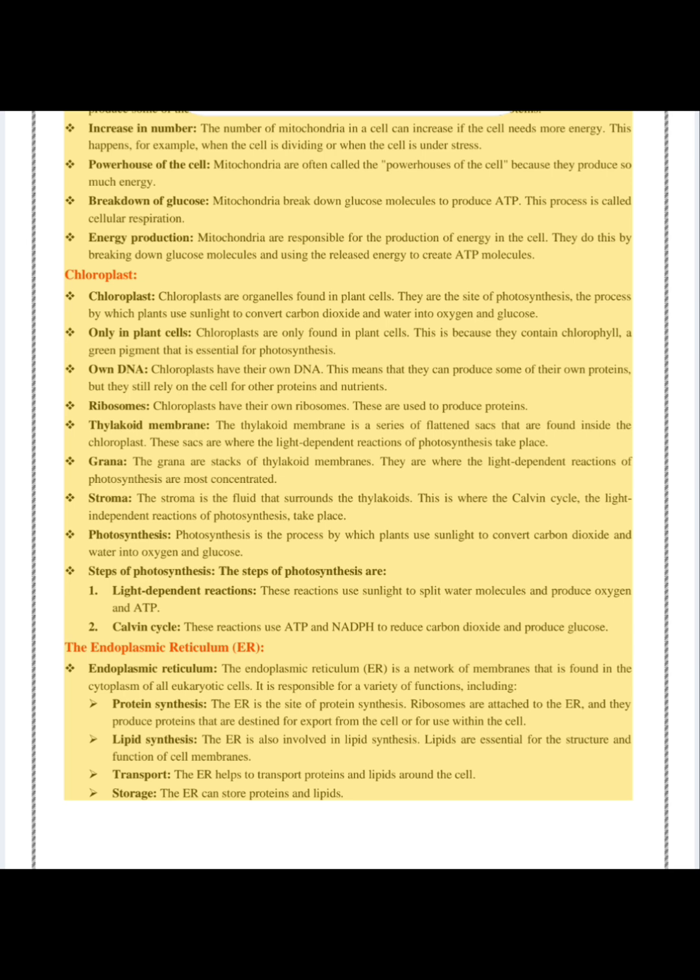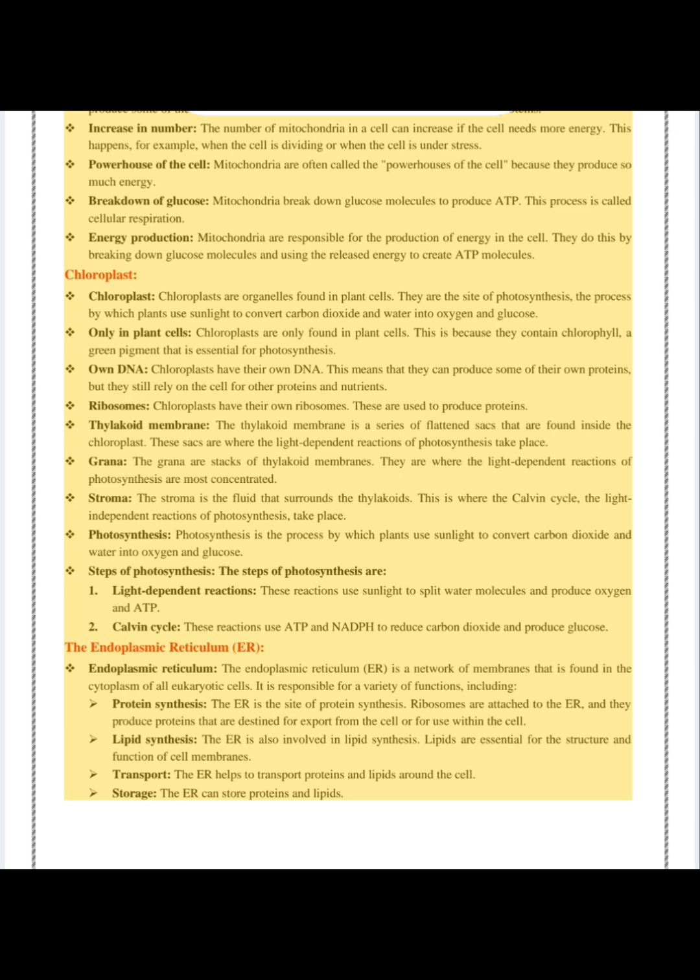Photosynthesis. Photosynthesis is the process by which plants use sunlight to convert carbon dioxide and water into oxygen and glucose. Steps of photosynthesis. The steps of photosynthesis are: 1. Light-dependent reactions. These reactions use sunlight to split water molecules and produce oxygen and ATP. 2. Calvin cycle. These reactions use ATP and NADPH to reduce carbon dioxide and produce glucose.